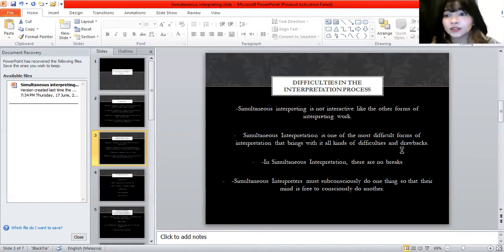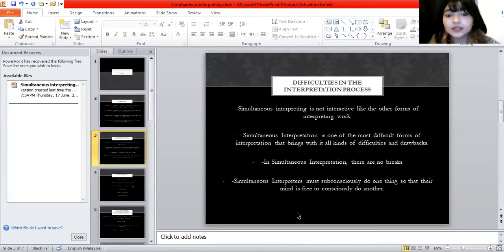It's hard, it's not easy to handle if you don't have enough knowledge or you don't know the skills and the method of doing simultaneous interpretation. And the next is that in simultaneous interpretation there are no breaks. No breaks means they don't have any time to break. So when the speakers start speaking, they also have to start speaking, and there's no note taking in simultaneous interpretation.